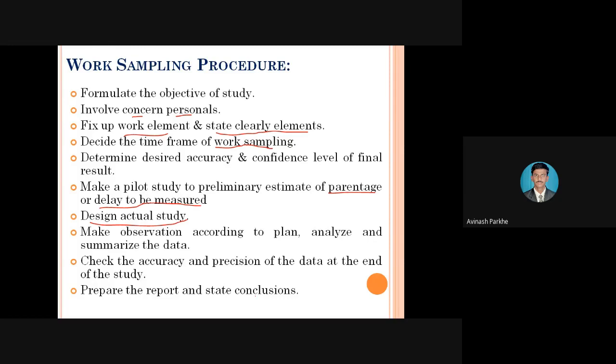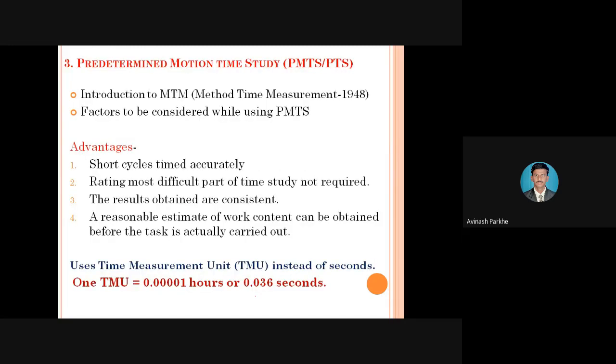So this is about the work sampling procedure, which is the second technique of work measurement. Okay, so this is the detailed procedure. And then we'll discuss the last technique or method of work measurement, which is called a predetermined motion time study, in short PMTS. P means predetermined, M means motion, T means time, S means study. It is also called PTS.